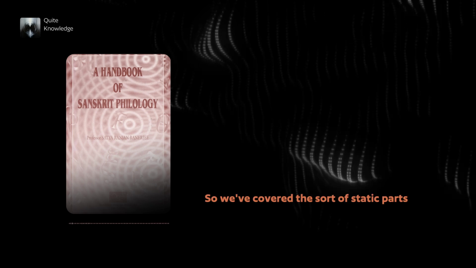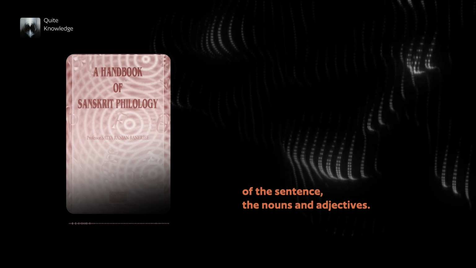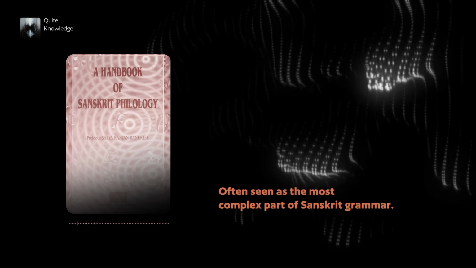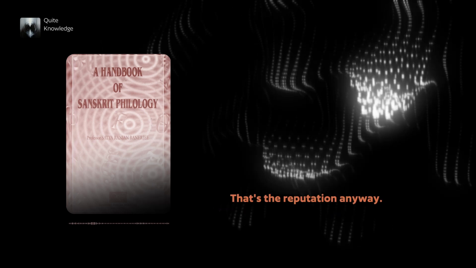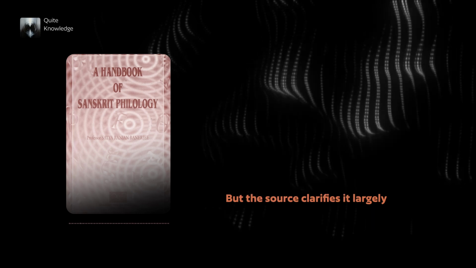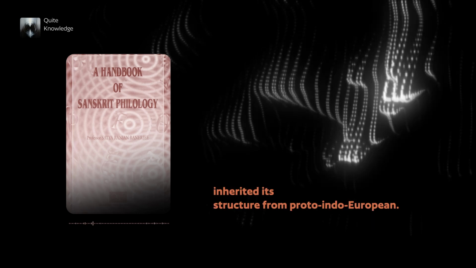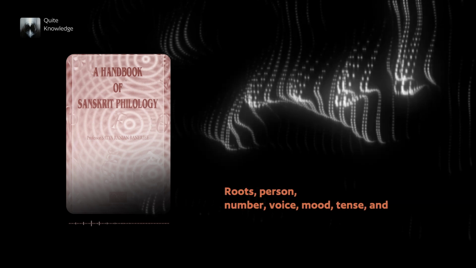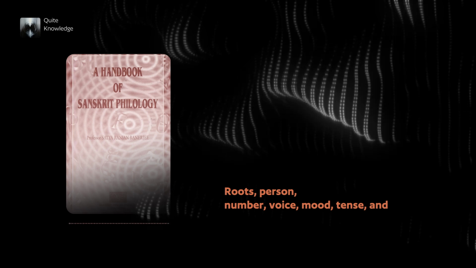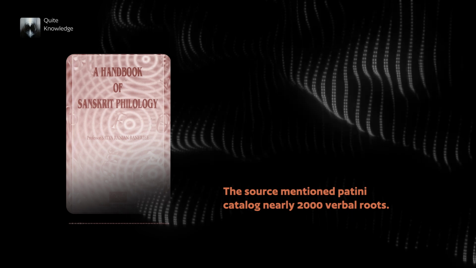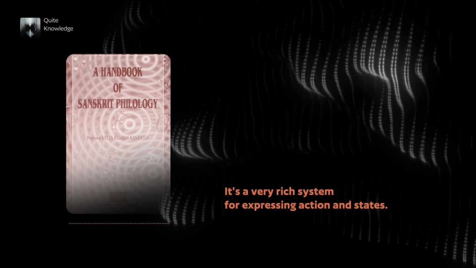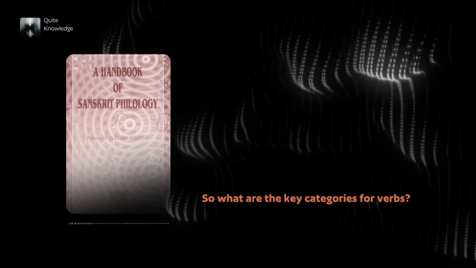Okay, so we've covered the sort of static parts of the sentence, the nouns and adjectives. Now for the action. Verbs. Verbs, yes. Often seen as the most complex part of Sanskrit grammar. That's the reputation anyway. But the source clarifies it largely inherited its structure from Proto-Indo-European. You're dealing with familiar concepts, really. Roots, person, number, voice, mood, tense, and different stem systems to build all the forms. The source mentioned Panini cataloged nearly 2,000 verbal roots. Something like that, yeah. It's a very rich system for expressing action and states. Okay, so what are the key categories for verbs?